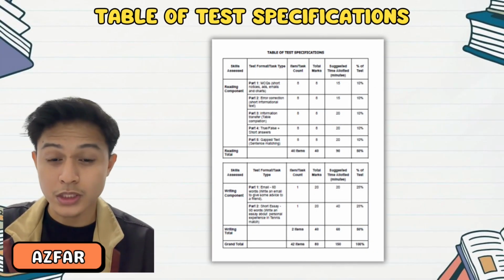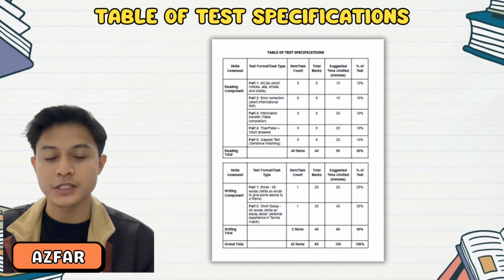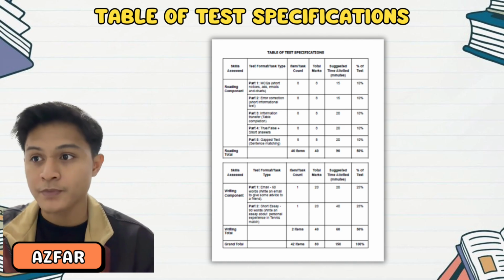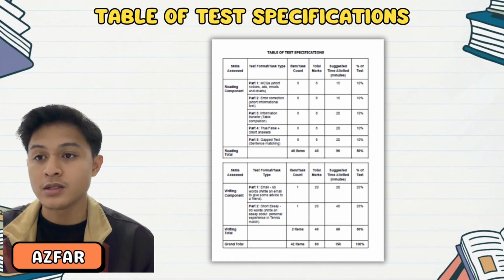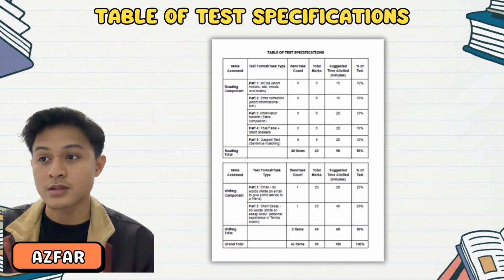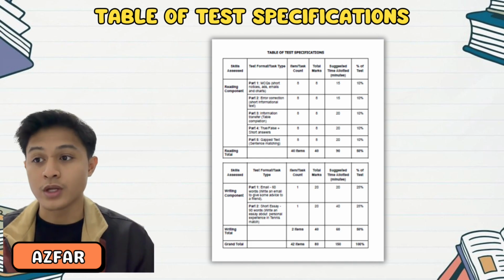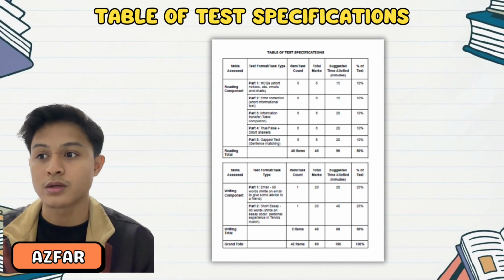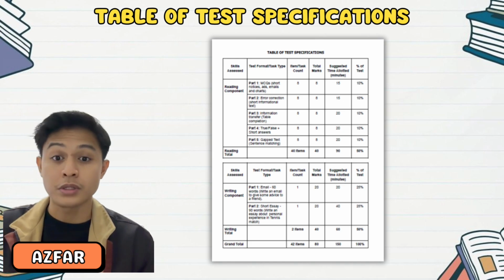So now let's take a look at what the TOTS, or Table of Test Specification, is. A TOTS is a systematic blueprint used by educators to design a test that is fair, balanced, and valid. It acts as a roadmap that links the learning outcomes of the curriculum to the actual test items we created. Without a TOTS, a test might become biased because it might focus too much on grammar without really relying on reading comprehension.